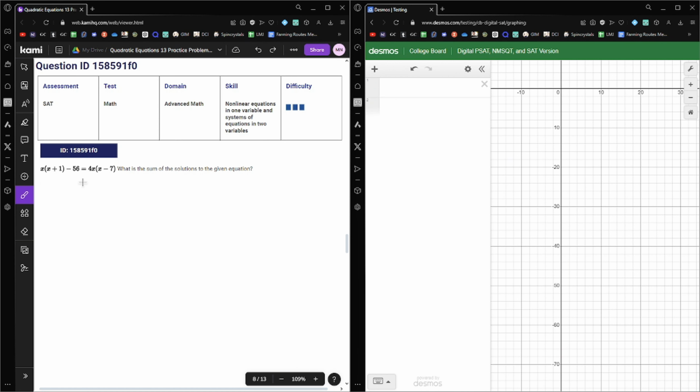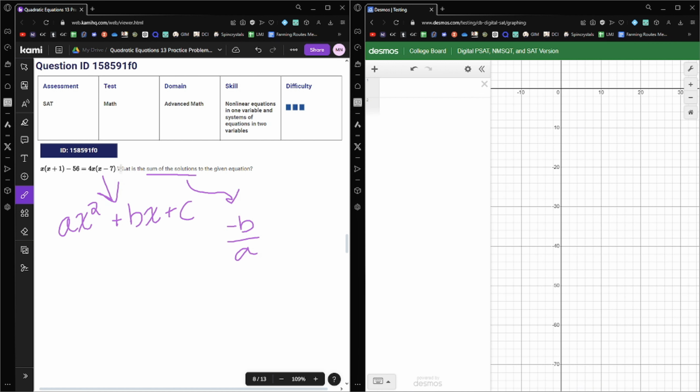Question number 8. Here they give us this equation and they ask us to find the sum of the solutions. Now if you remember, whenever you have an equation in the form of ax squared plus bx plus c, the sum of the solutions is going to be -b over a. However, the problem with this equation is that it does not look like ax squared plus bx plus c. Now if you wanted to, you could go distribute it and do all of that to make it into this form.